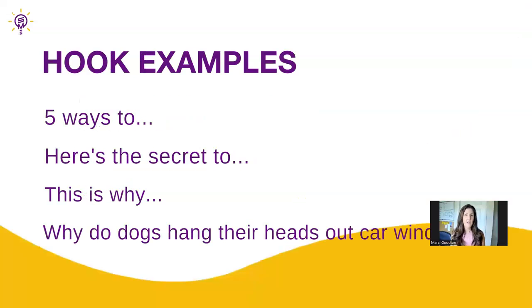So examples are 5 ways to. If your ideal customer needs ways to, say, they don't have enough time to cook dinner for their family at night, 5 ways to make dinner time easier, 5 ways to speed up your shopping, 5 ways to cook chicken. It could be something super simple, but it's going to identify the problem that they have, and they're going to stop because they think that you are going to solve their problem. So it could be, here's the secret to 20-minute dinners. Here's the secret to saving time making dinner. Or something like, this is why you don't have time to make a nutritious meal.